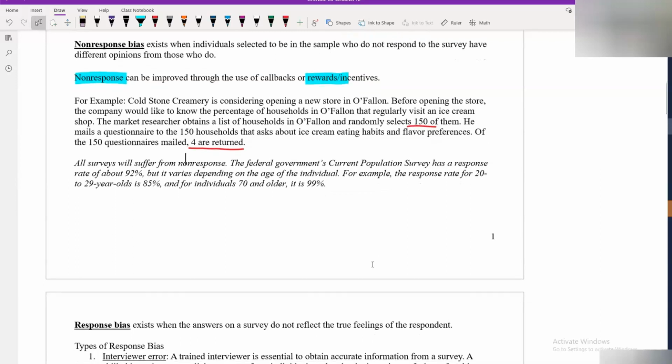So all surveys will suffer from non-response. So in this case, they were able to have better result by just having a reward with something else. They may be able to let them know that if you complete that survey, you will be able to have free ice cream for $5. Maybe $5 is too much. Anyways, all surveys will suffer from non-response.